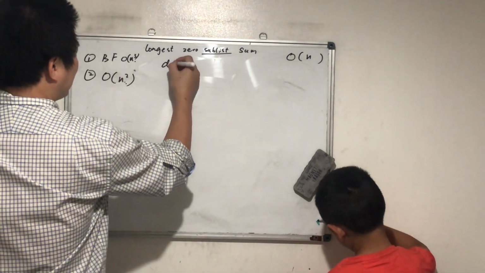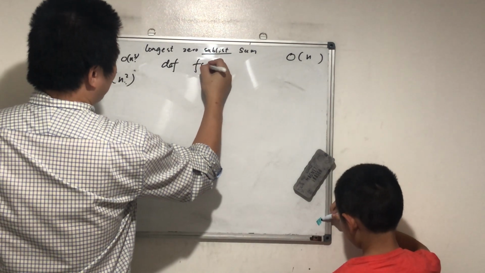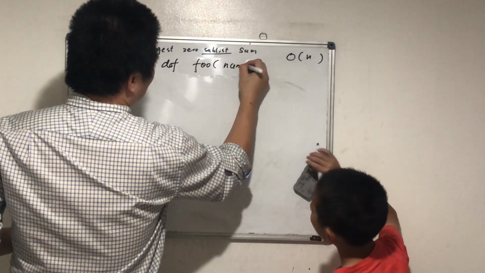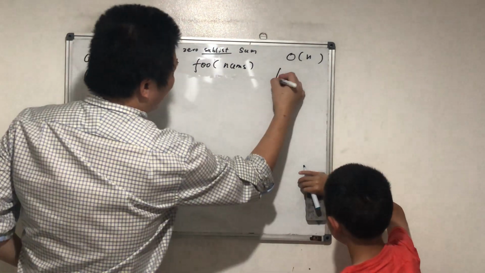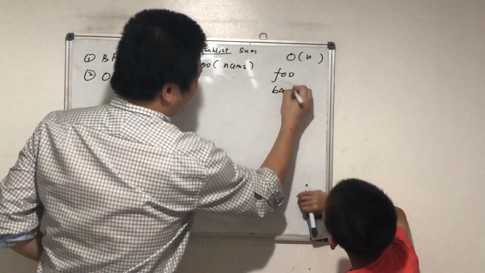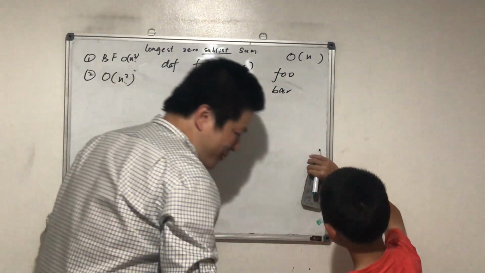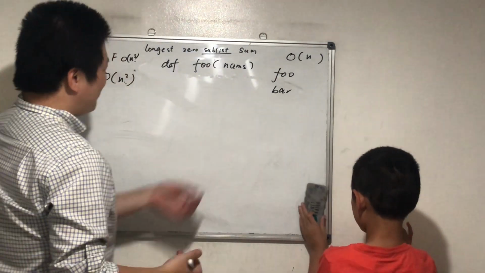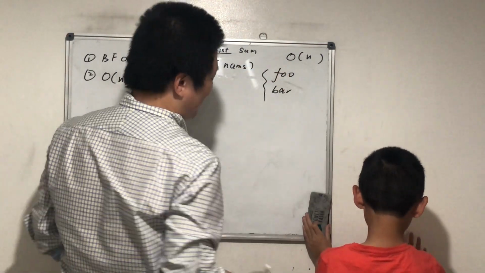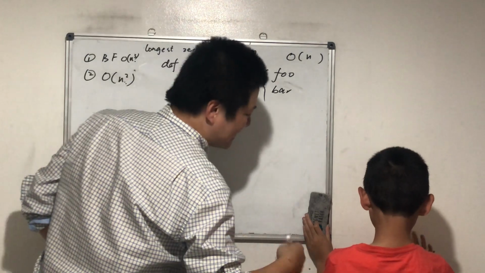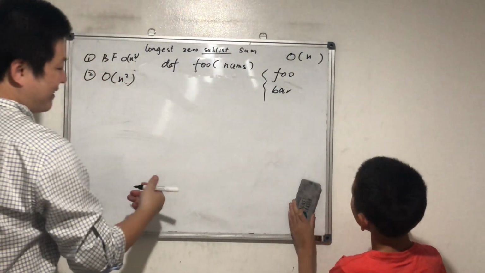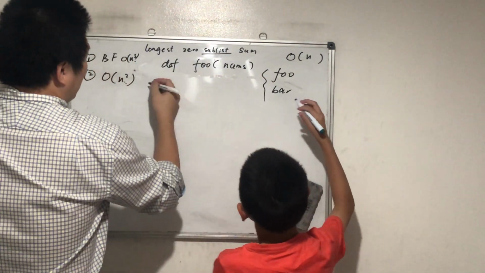Okay, so let's do this. Define. Let's call it foo. You know the computer foo and bar. Yeah, foo bar. In case you don't know how to name your functions or variables, you can always give them these two names. Foo and bar is easy. It's easy to write. It's easy to pronounce, right?